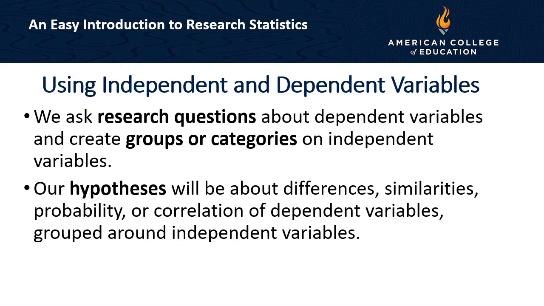Using independent and dependent variables, we ask research questions about dependent variables and create groups or categories on independent variables. Our hypotheses will be about differences, similarities, probability, or correlation of dependent variables grouped around independent variables. So is there a difference between male and female? Is there a difference between racial categories? Is there a difference between denominational affiliation? Is there a difference between geographic location around the dependent variables that we're trying to measure.